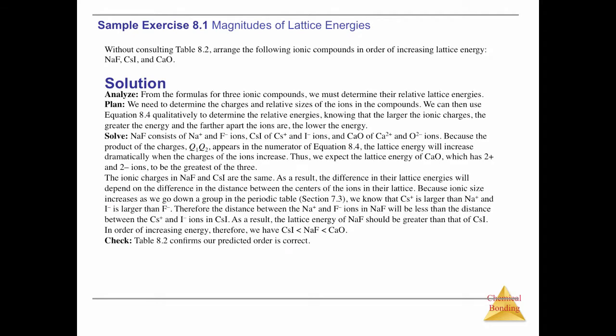Without consulting your textbook, arrange the following ionic compounds in order of increasing lattice energy: sodium fluoride, cesium iodide, and calcium oxide. We know that sodium and fluorine are a +1 and a -1 ion. Cesium iodide consists of +1 cesium and -1 iodine. Calcium oxide is a +2, -2 situation.